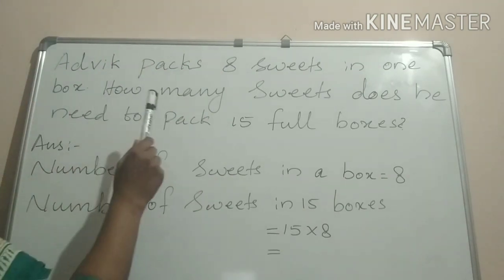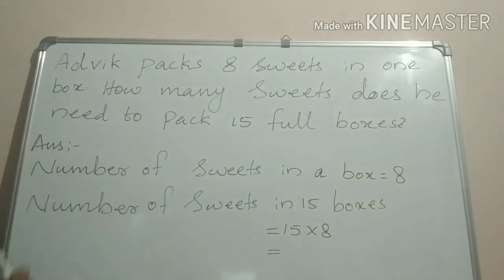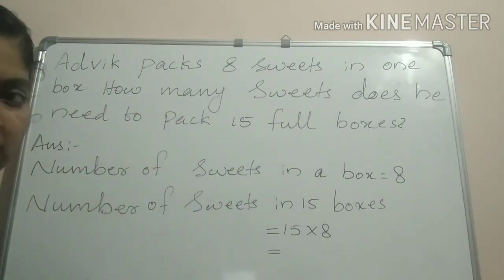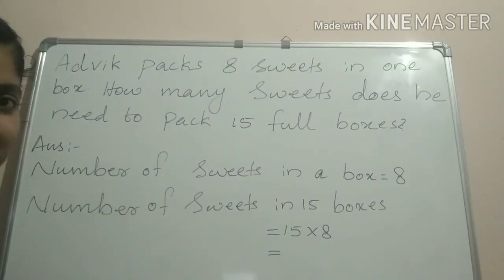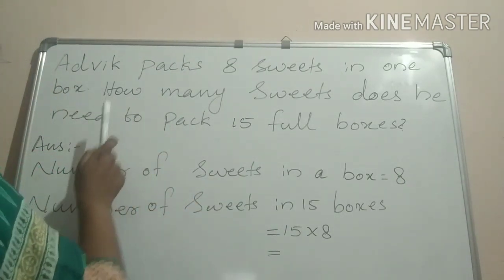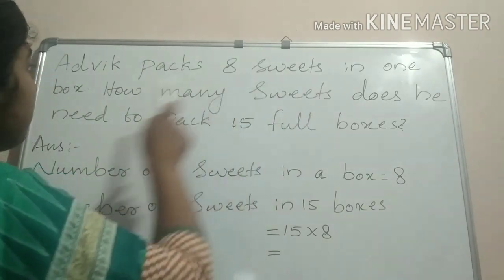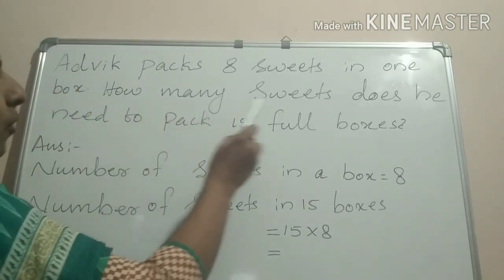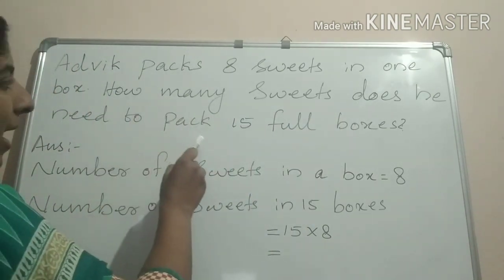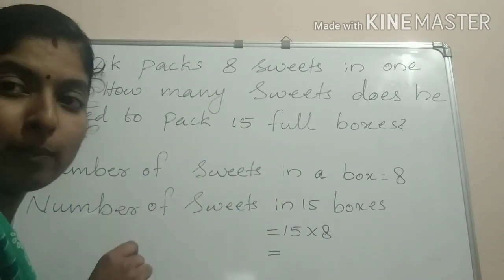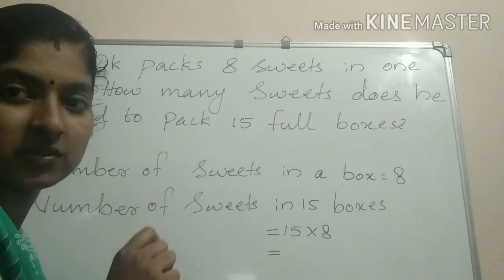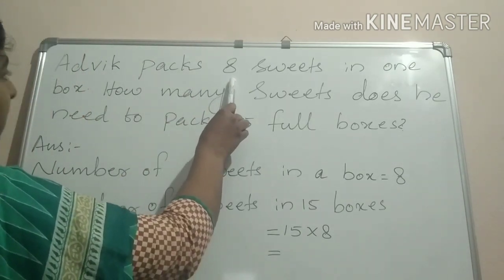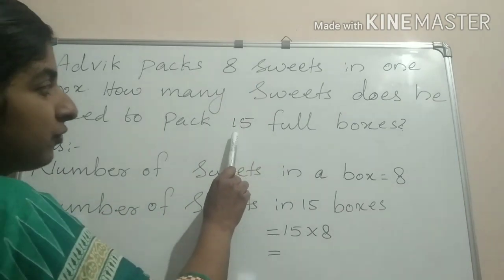That is, Atvik packs 8 sweets in one box. How many sweets does he need to pack 15 full boxes? What's the meaning of this question? See, Atvik packs 8 sweets in one box. How many sweets are in one box? 8 sweets. Then, how many sweets does he need to pack 15 full boxes? How many sweets are in 15 full boxes? Okay, here one box is given. We have to find 15 full boxes.